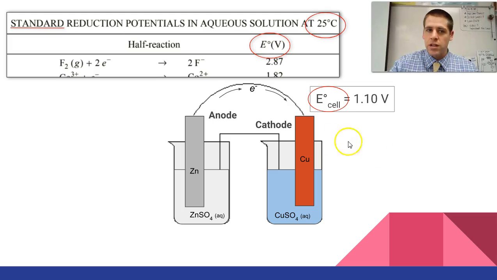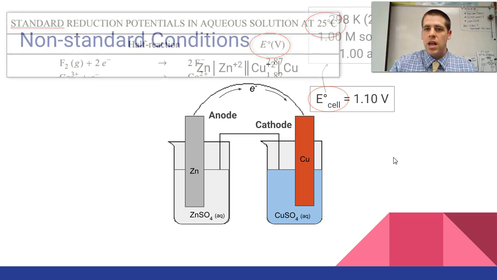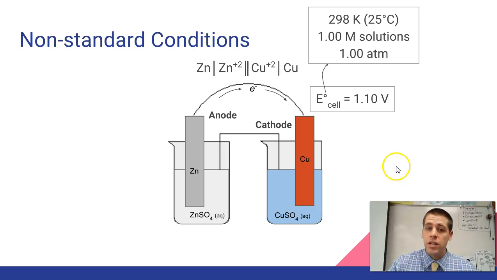And if you look at your potential sheet, it says standard reduction potentials at a certain temperature, and it has that little degree symbol for the standard conditions. It doesn't mention that standard conditions actually also include one atmosphere of pressure and exactly 1.0 molar solutions. So what if we're not at standard conditions?